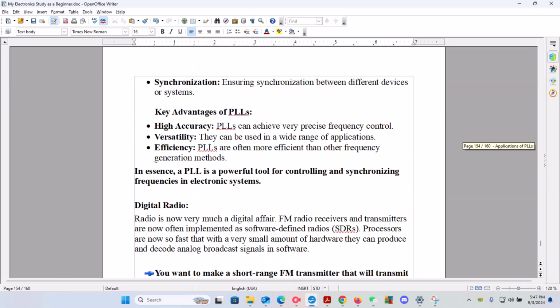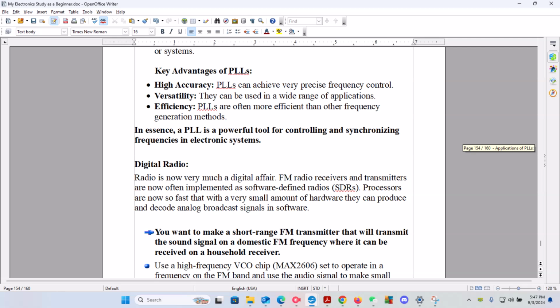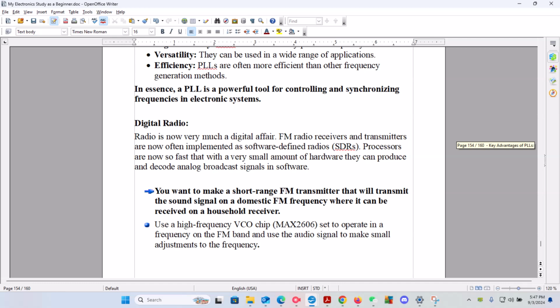Now, here are some advantages of using PLLs. Number one, we have high accuracy. PLLs can achieve very precise frequency control. We have versatility. They can be used in a wide range of applications, as we just saw earlier. Also, they have efficiency: PLLs are often more efficient than other frequency generation methods. So, in essence, a PLL is a powerful tool for controlling and synchronizing frequencies in electronic systems. So keep that in mind.